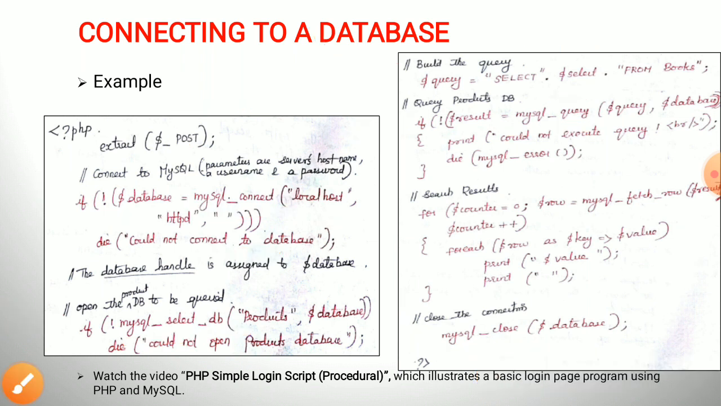So these are the steps in connecting PHP to a database. First step is we need to connect to the MySQL database. Then the second one is open the database to be queried, build the query, then query the database or pass the query to the database, then manipulate the results and close the connection.